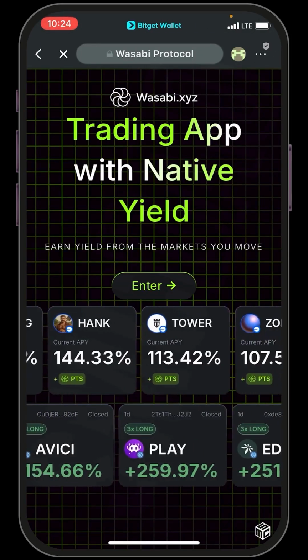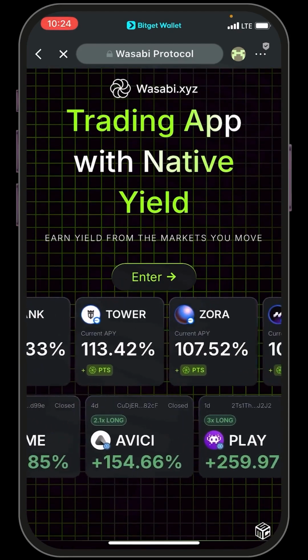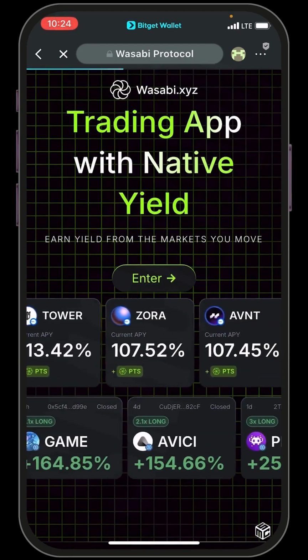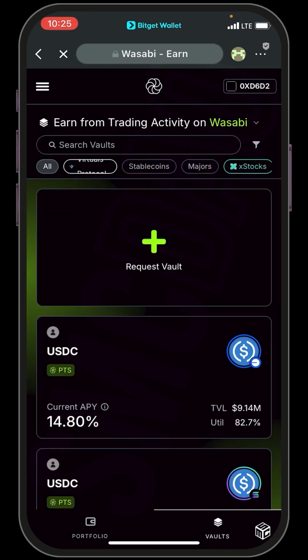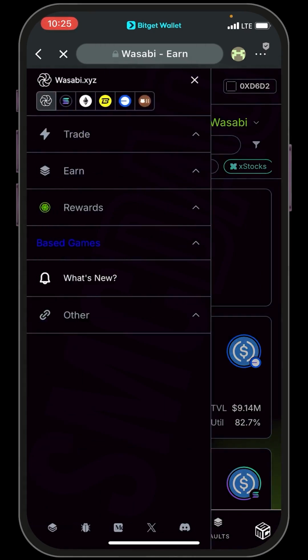So guys, this is Wasabi's interface. Let's click enter. No assets found, no problem. So guys, you could see an icon at the top left of our screen. Let's click the icon right here.